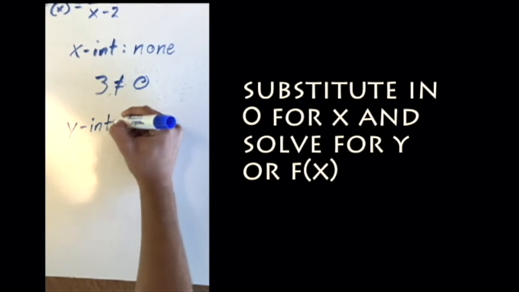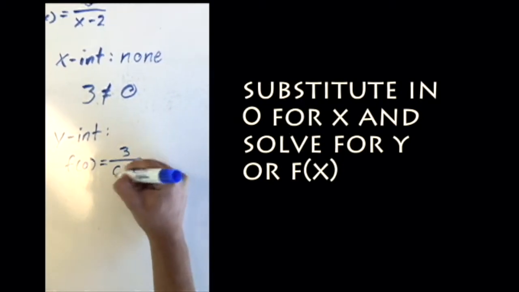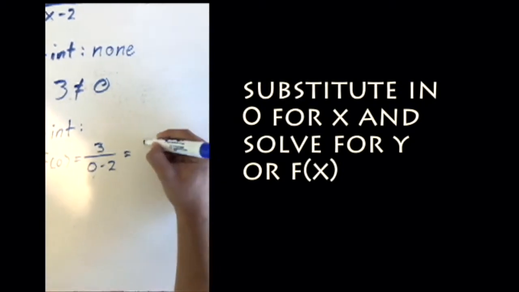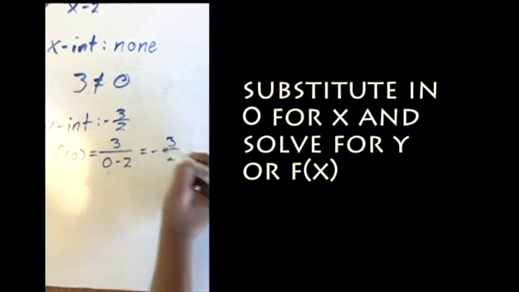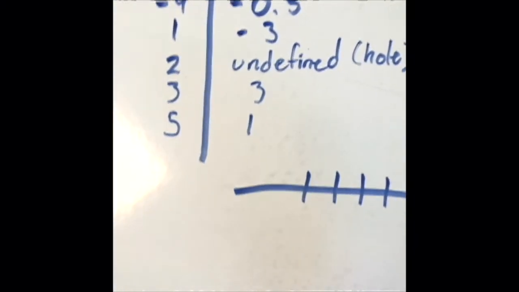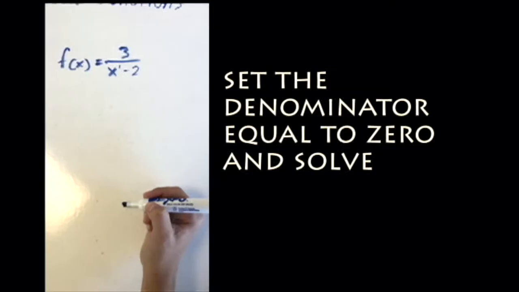Next, we find the y-intercept. In order to find the y-intercept, we have to plug in 0 to our equation. As a result, we get negative 3 over 2. We went ahead and plugged in more numbers into the equation to find more plots.